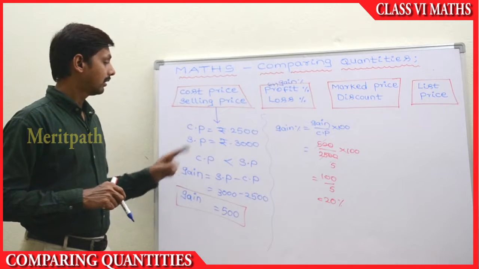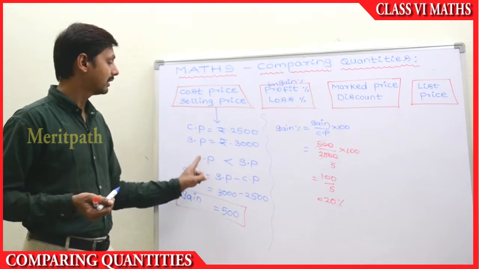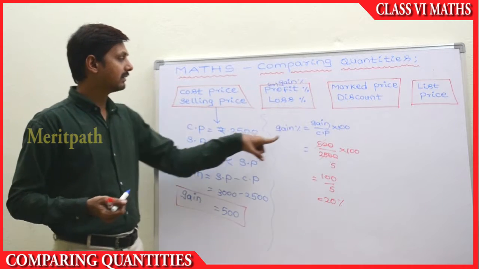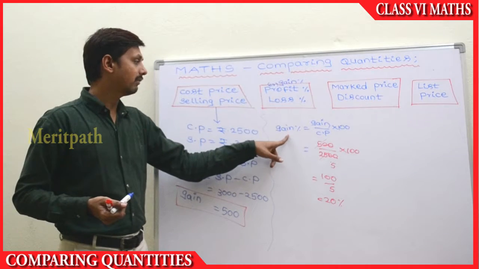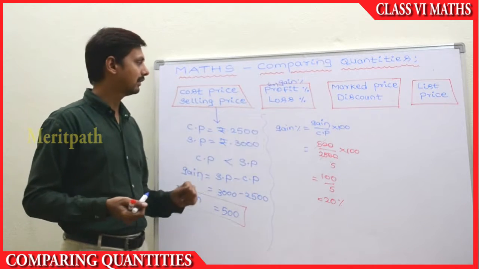If SP is greater than CP, we get a gain, and if CP is greater than SP, we get a loss in the same process. Here we get a loss, and we use the formula: loss percent is equal to loss by CP into 100. This is the situation.